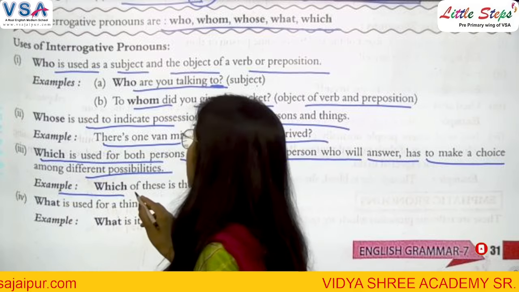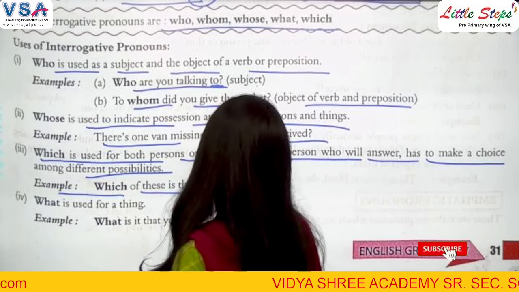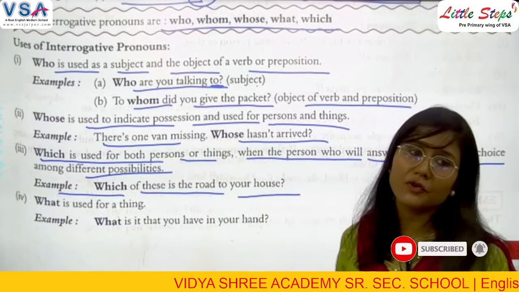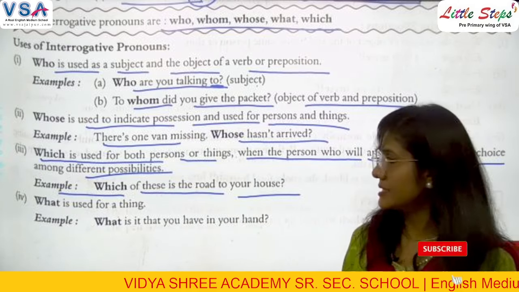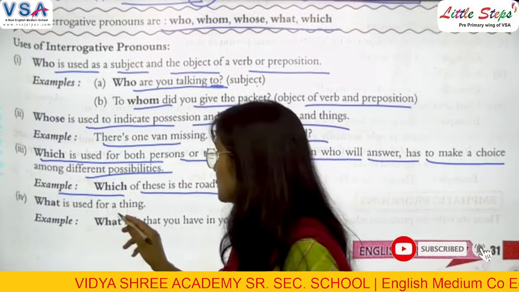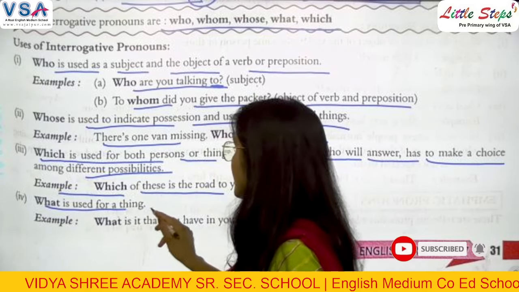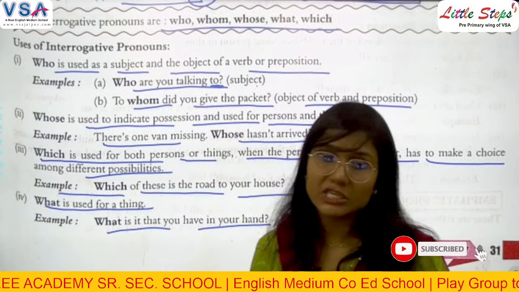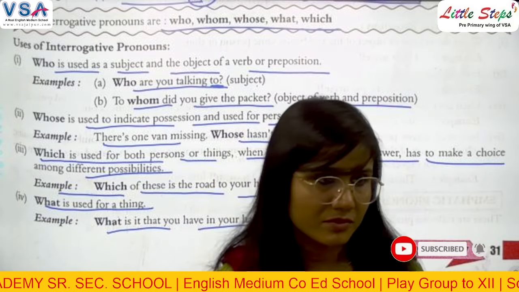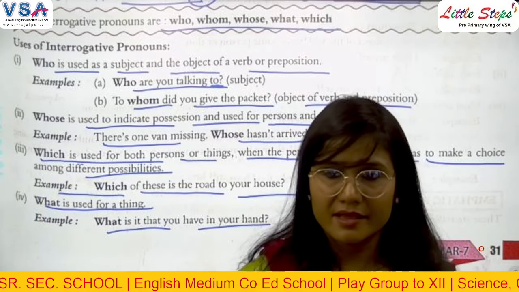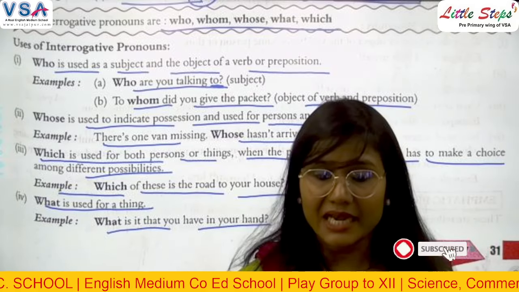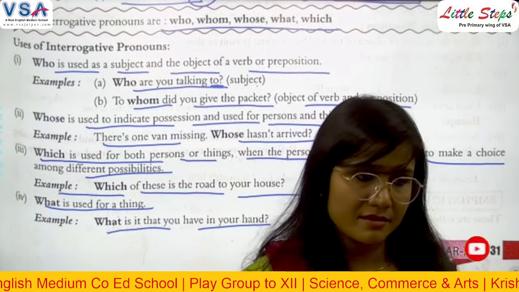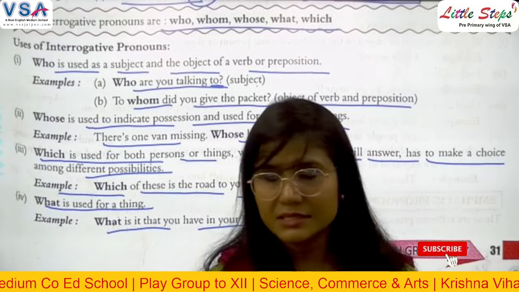For example, which of these is the road of your house? मतलब आपका जो घर है कौन सी रोड के साइड है. इस तरह से. Now what is used for a thing. what हमेशा thing के लिए यूज होता है. What is that you have in your hand? आप किसी से क्वेश्चन करते हैं, आपके हाथ में क्या है, आप क्या लेकर आए हो. What is in your hand? What do you want to say? Like this, इस तरह से.